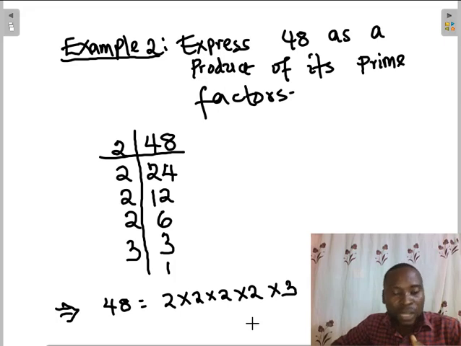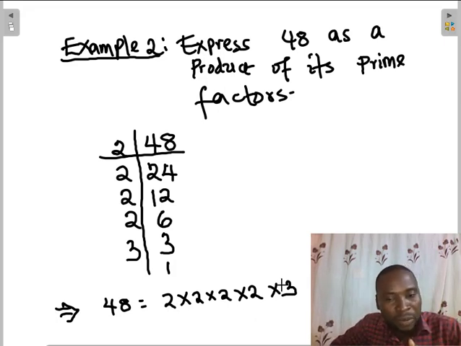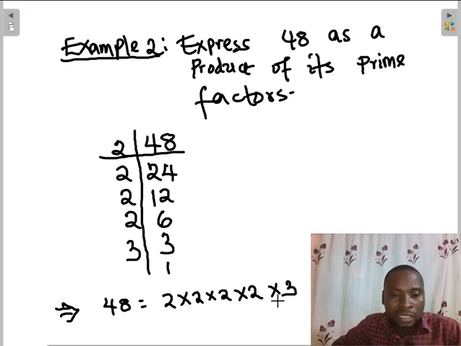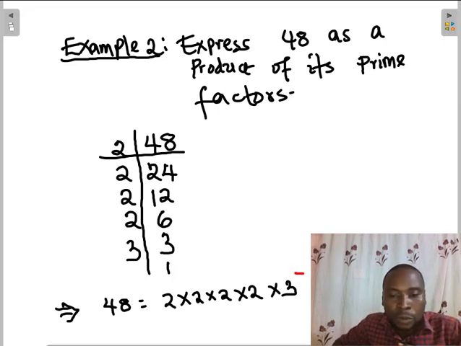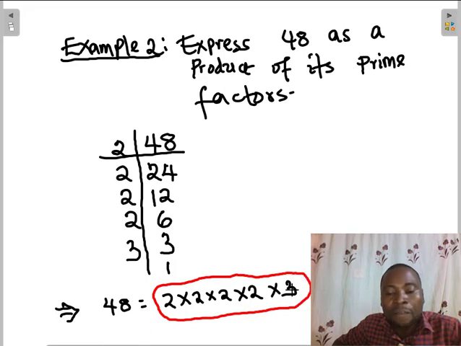And very interesting, if we decide to multiply this, we are going to get 48, because 2 times 2 is 4, 4 times 2 is 8, 8 times 2 is 16, and 16 in 3 places is exactly 48. This is beautiful. What is the most important thing here is the fact that if you look at this product, every number inside this product is a prime number. That is why it is called prime factorization.